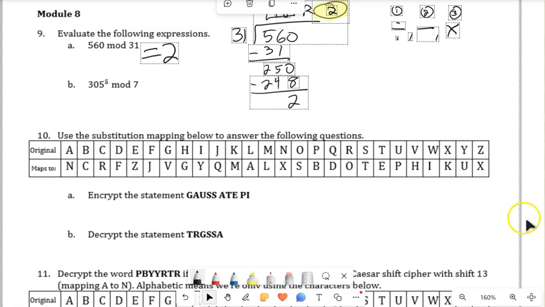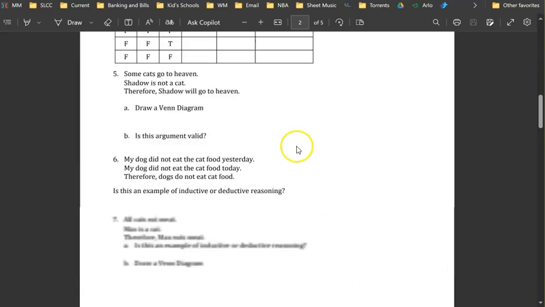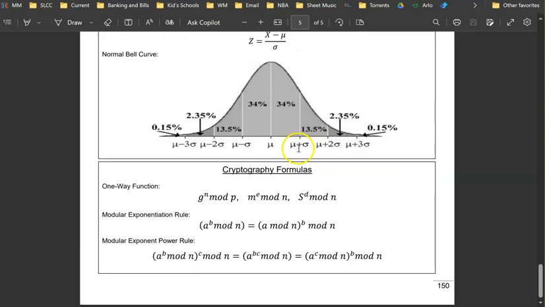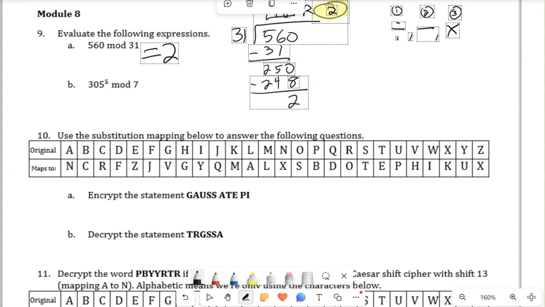I wonder if I can quickly drag it over. Let's see. We're just going to pop up. There we go. So these are the formulas that you get on the test. And here we have the modular exponentiation rule. We can apply this rule to be able to do the problem at hand. But you have this rule.